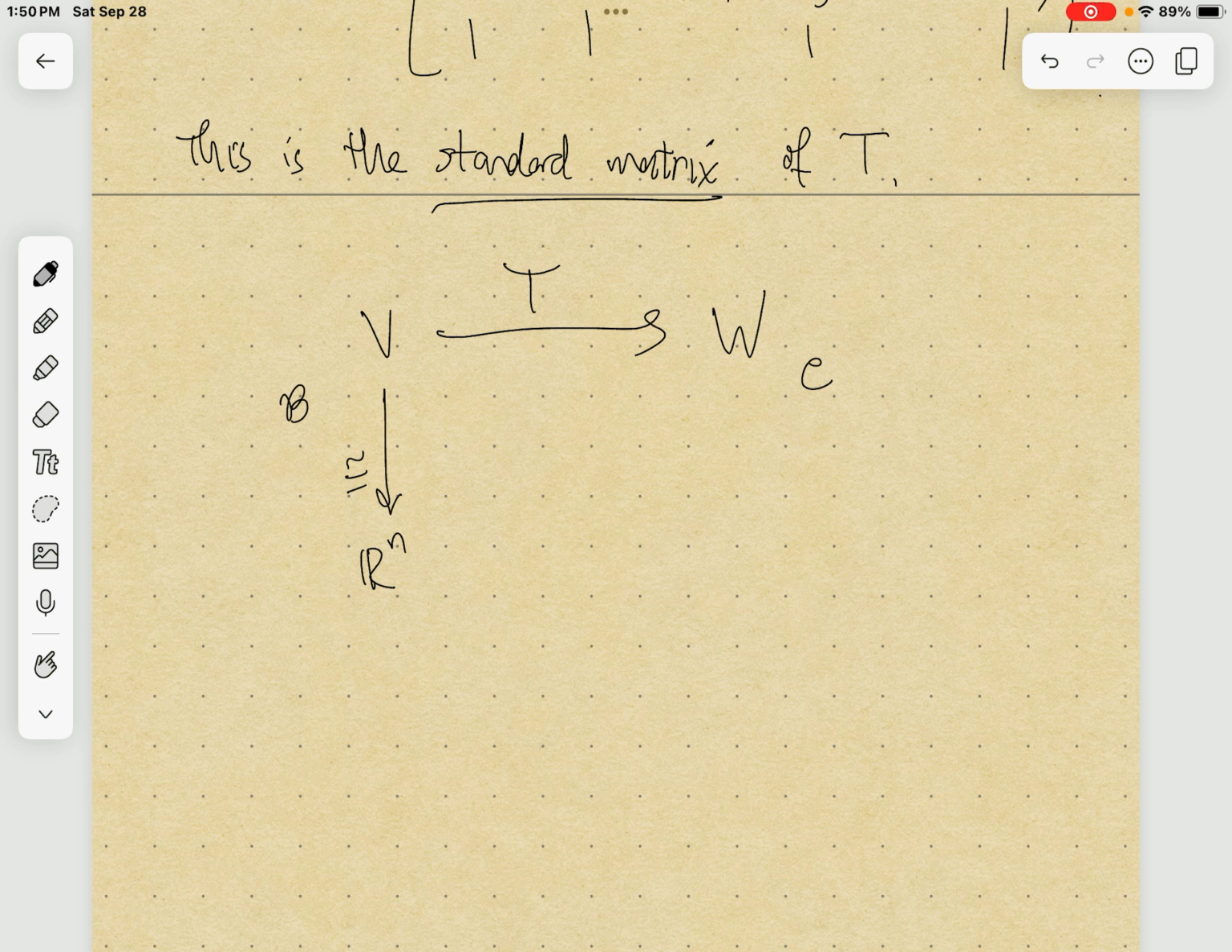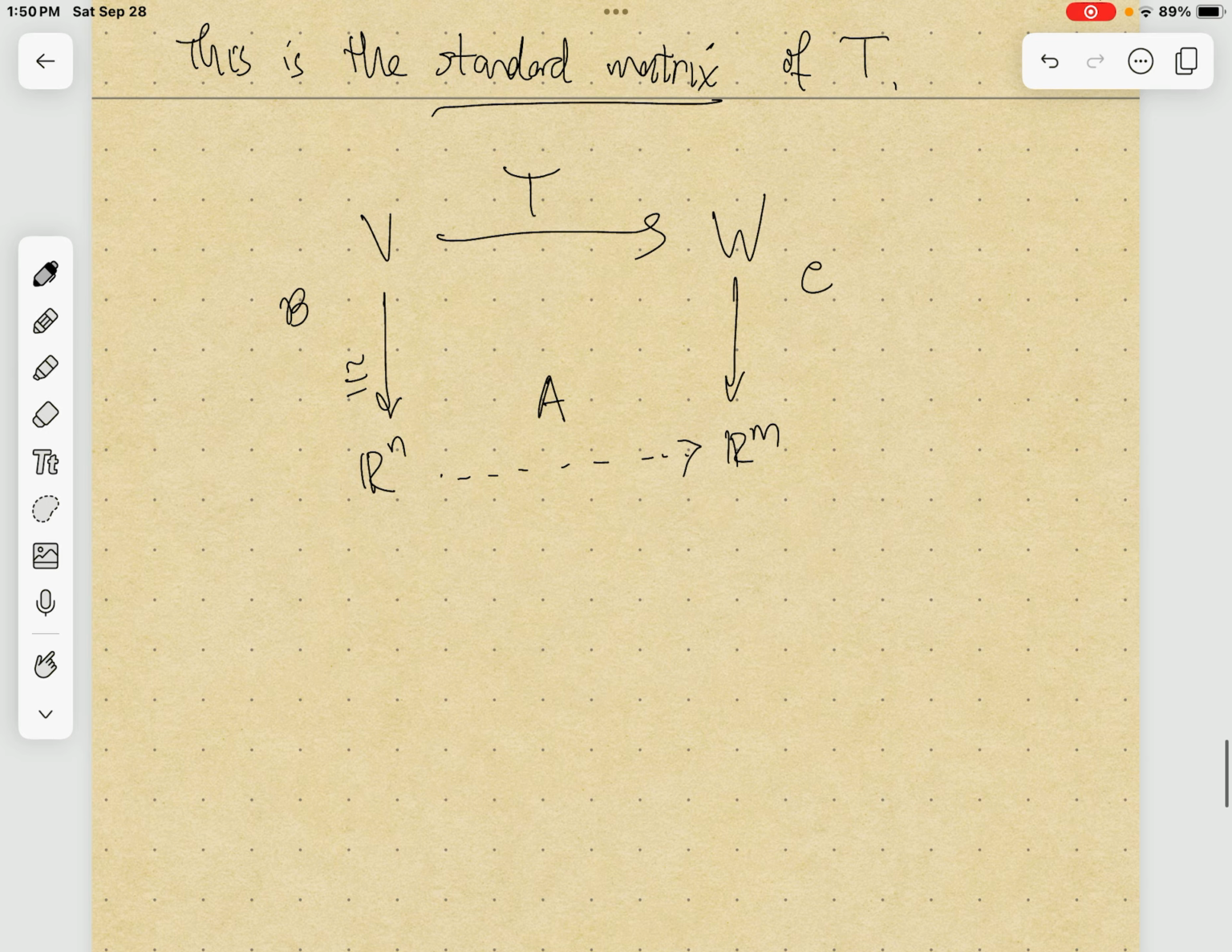But it basically identifies V with Rn, and an ordered basis C for W identifies W with Rm, right? And this matrix that we found, the matrix of T relative to B and C, is the matrix that takes the coordinate vectors to the coordinate vectors, right, of V and W. So you have this matrix A, and it's going to take Rn to Rm.